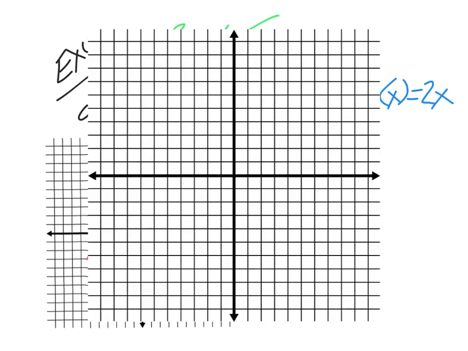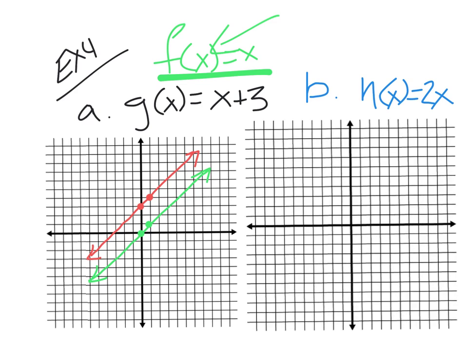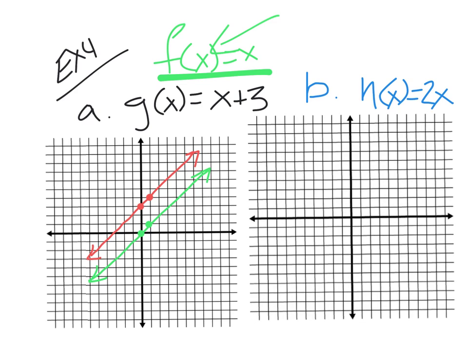We're going to graph 2 more. So let's first graph the h of x. What's my y-intercept? It's 0, right? Because there's no plus or minus anything at the end. And 2 is the slope. And my slope is up 2 over 1. Very good. So graph this one.